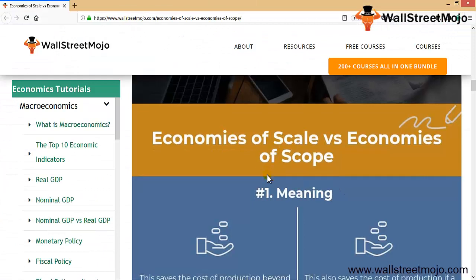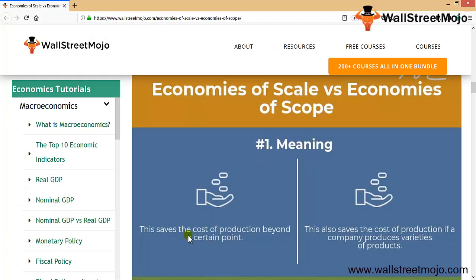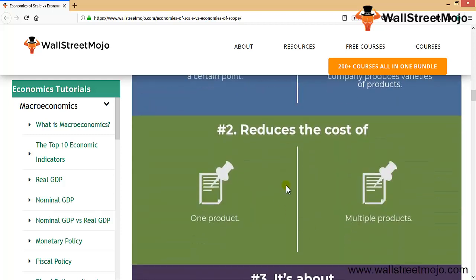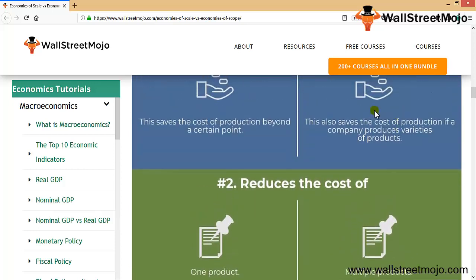Now, the key differences. The meaning, that's the first one. It saves the cost of production, right? The cost to produce any material beyond a certain point. Over here, on the other hand, if we talk about scope, it saves the cost of production if a company produces varieties of products. So if there's a diversification of the product, then it saves the cost of production, right? Meaning is done. The second point of differentiation is that one reduces the cost of one product and the other reduces the cost of multiple products, because there is a diversified product over here, then only the cost can be reduced.